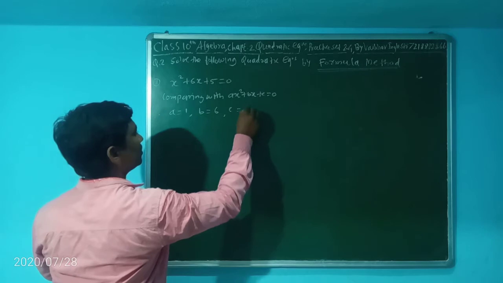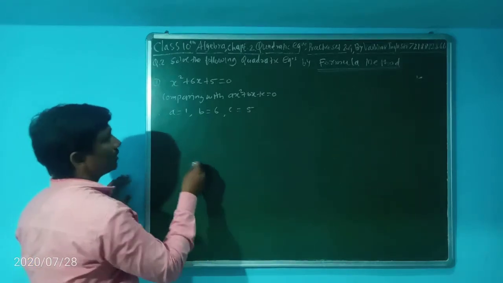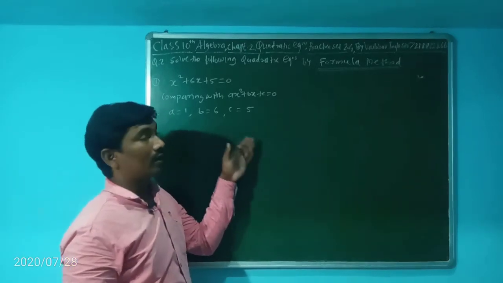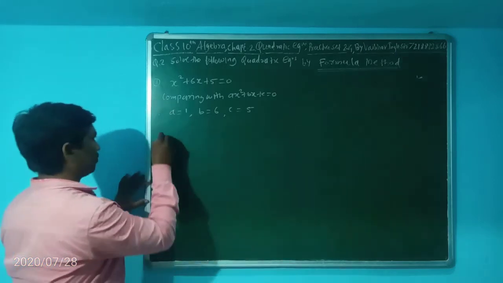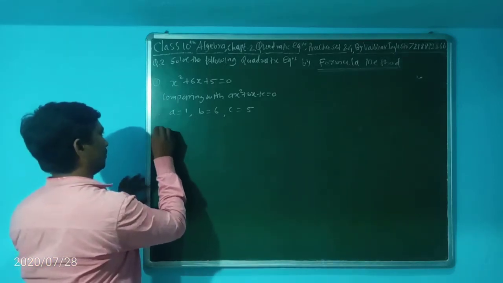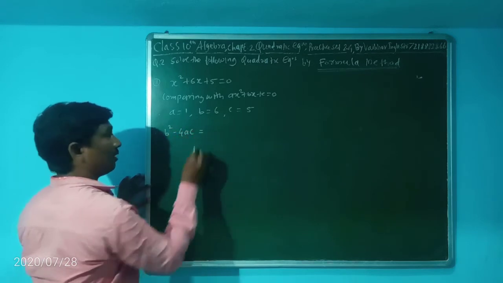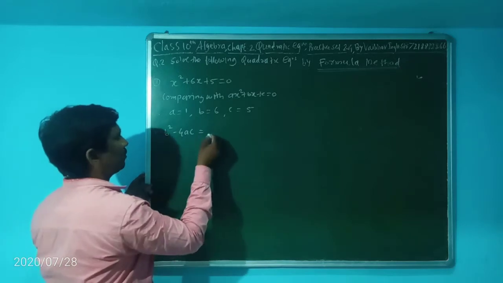We have seen this just in question number 1. Now, the formula contains the square root of b square minus 4ac, so we will solve b square minus 4ac first, and then put it in the formula. So, b square minus 4ac.